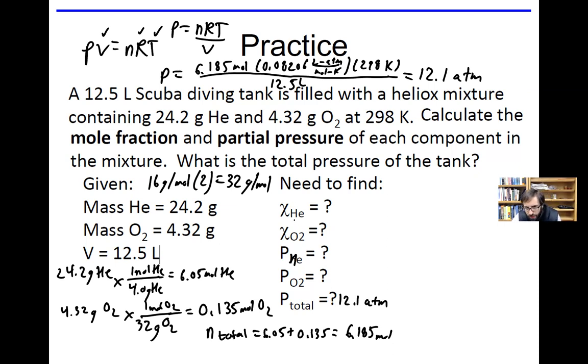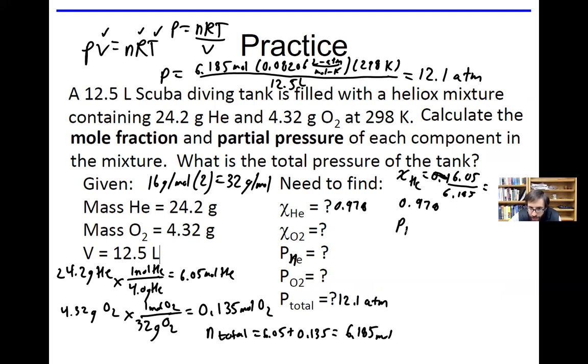How do we do that? We need the mole fractions of each of those. Well, we have the total number of moles and we have the moles of each of them. So let's put over here our chi helium. The mole fraction of helium is just going to be 6.05 moles helium divided by 6.185. 6.05 divided by 6.185 equals 0.978. And so we can put that on our little list here.